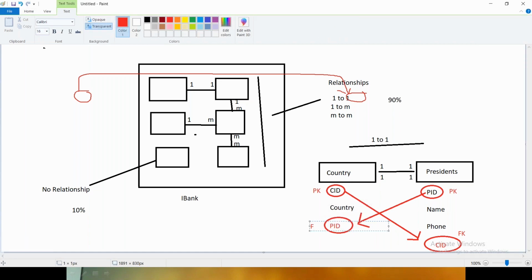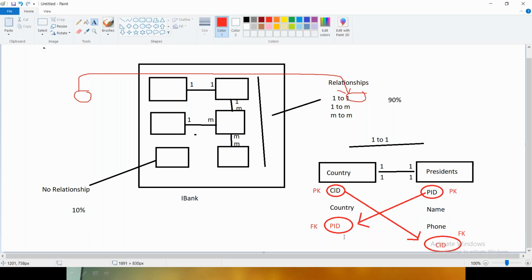So what is the foreign key? A foreign key is another table's primary key. Clear? So this primary key is going to come here. It will become a foreign key. I am in India. I am local to India. But if I leave India and come to America, I'll become a foreigner there.